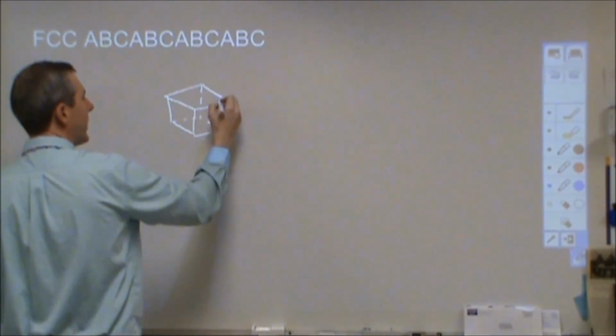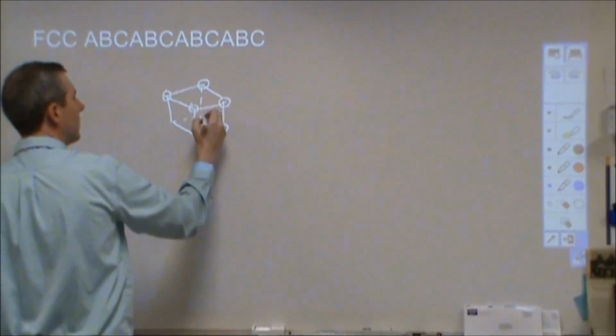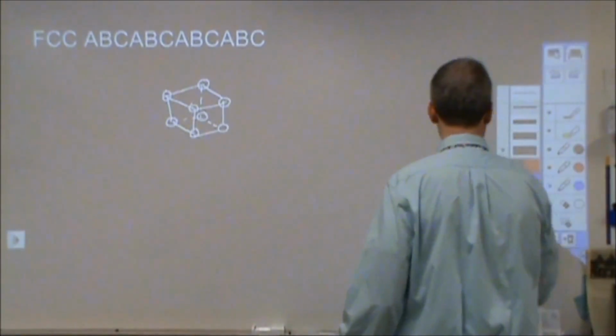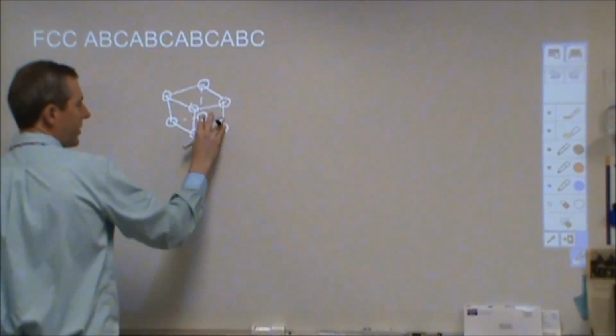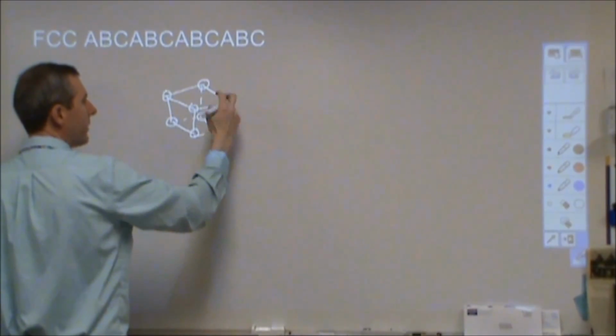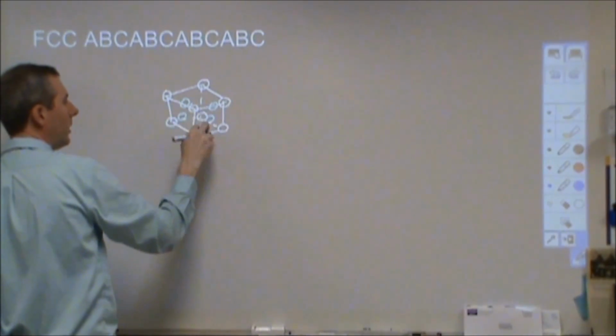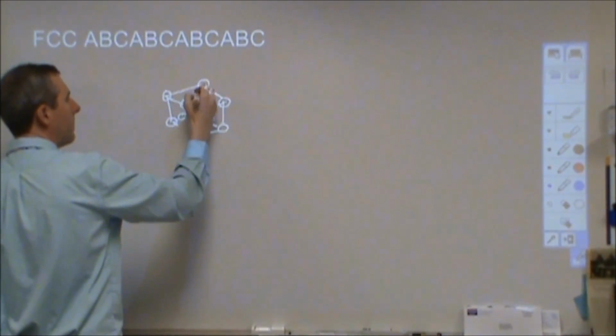All right, so again, we're going to have our 8 corners. Now for face centered cubic, we're going to have 6 more atoms, 1 on each face. So on this front face, we're going to put 1. On this face, we're going to put 1. Back, 1 back here. Front over here, the bottom, and the top.